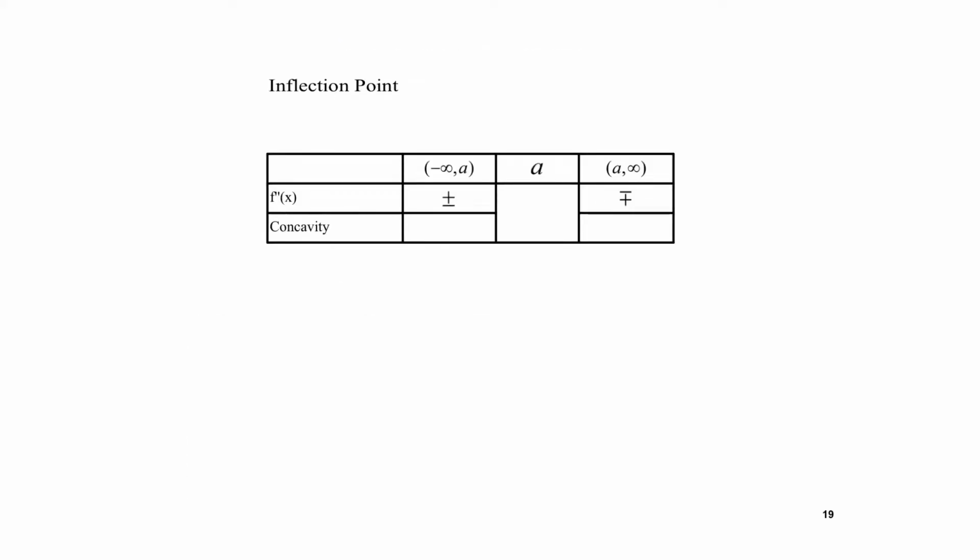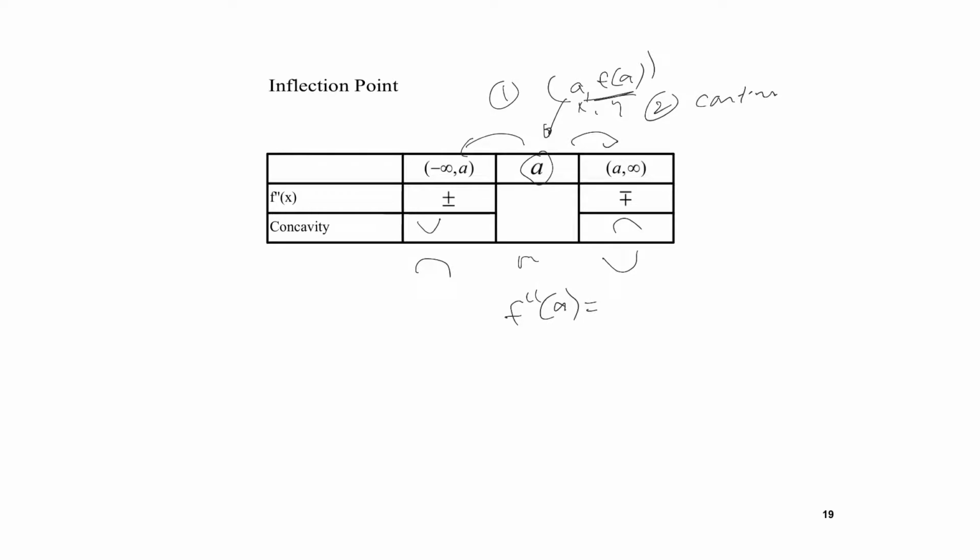So just to summarize what an inflection point is, well, an inflection point in this case is going to be A, where A is accompanied with a point. So this is your X and the Y. That's number 1. Number 2 means this point here must be continuous. Number 3, the concavity to the left of A and to the right of A must be opposite. So going from concave up to concave down, or from concave down to concave up. In other words, F double prime, to look for this potential point, either has to be 0 or undefined, neutral signs.